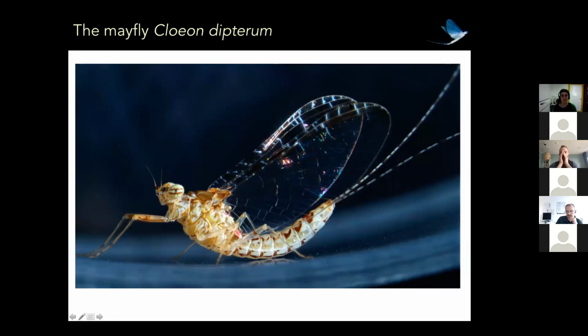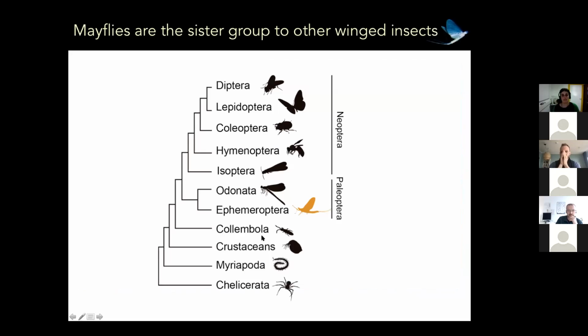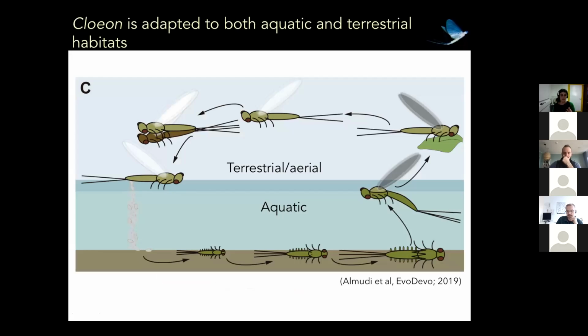For that, we use the mayfly Cloeon dipterum, and this is the insect. So why mayflies? First of all, because mayflies are the sister group to all other winged insects. So they are very interesting in order to understand a very particular morphological novelty, which is the wing of insects. Also, because mayflies are adapted to both habitats, aquatic and terrestrial, as the juveniles live in the water, but the adults are terrestrial and they are flying insects.